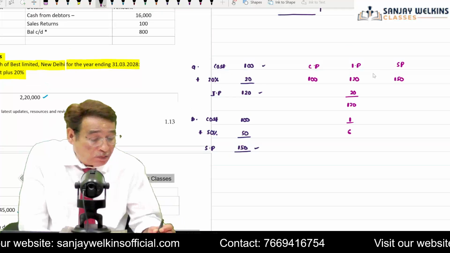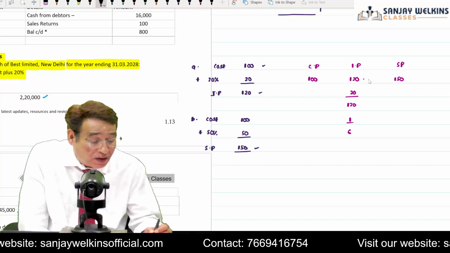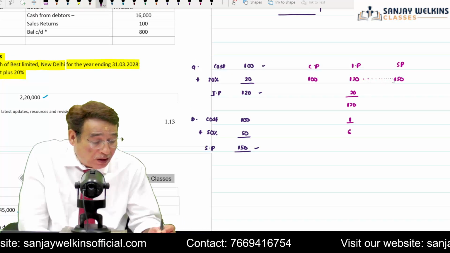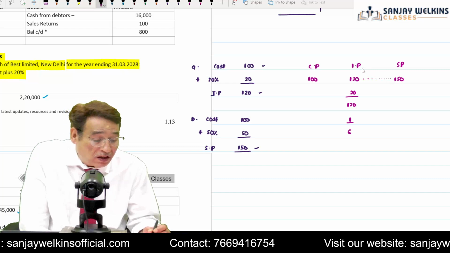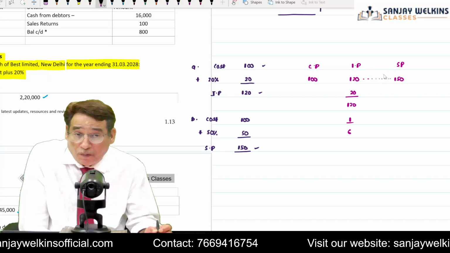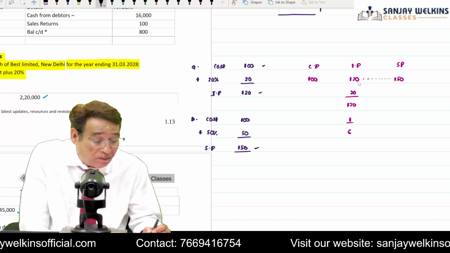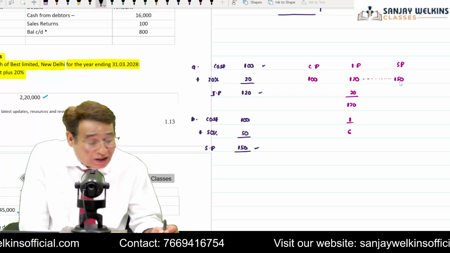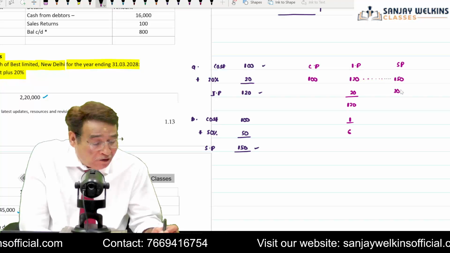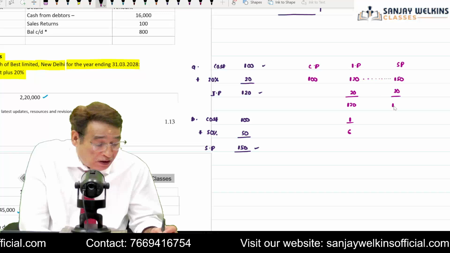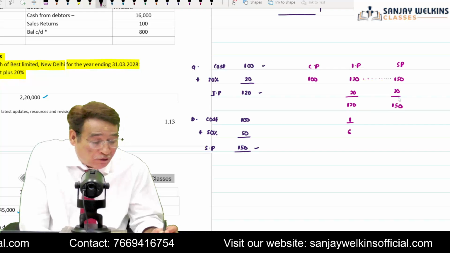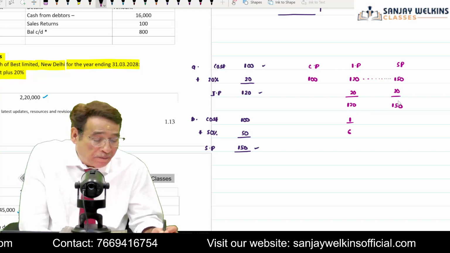Similarly, now in this particular case, there is another situation. There is a difference between invoice price and selling price. And remember one thing, the difference between invoice price and selling price is 30. If I divide 30 by 150, it will also become a rate of loading.